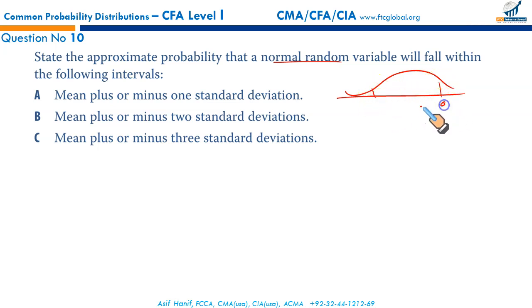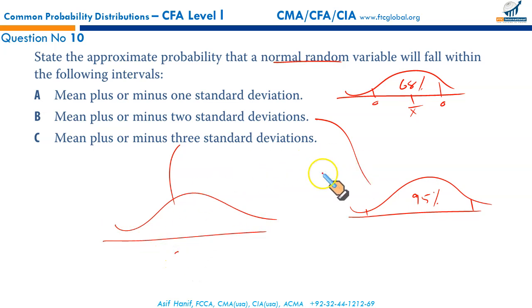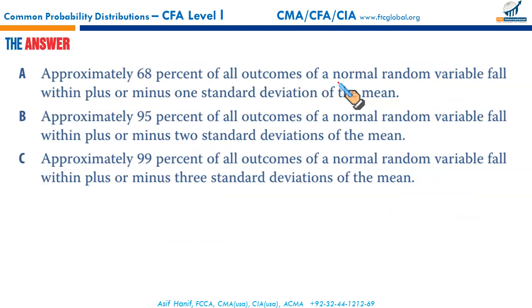So one standard deviation: approximately 68% of all the outcomes of the random variable will fall within one standard deviation of the mean. This is your mean. Mean plus or minus 2 standard deviations will incorporate 95% of all the outcomes, and 3 standard deviations will incorporate 99%. So I'm sure it's just a revision of what we have done: 68, 95 and 99.